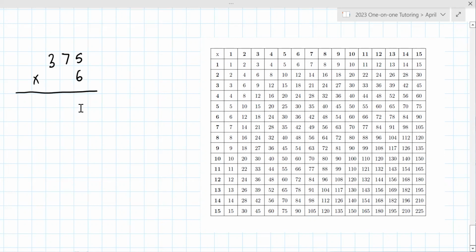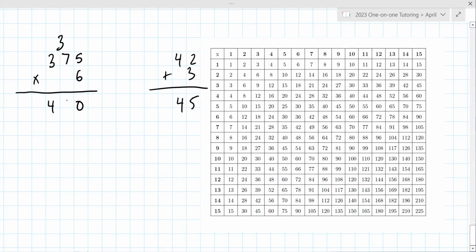Okay, so what number goes below the 5 and the 6? 30. You can't put 30 there. We can only put one digit. So which digit do we put? 0. And the 3 is really a carry, so it comes up here. All right, what is 6 times 7? 42. Okay, and then you have to add the carry, 42 plus the 3. 45.